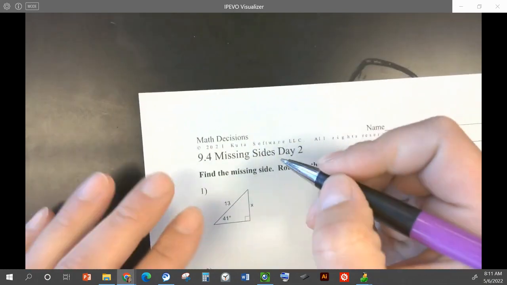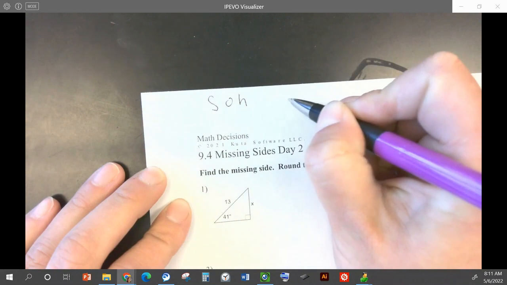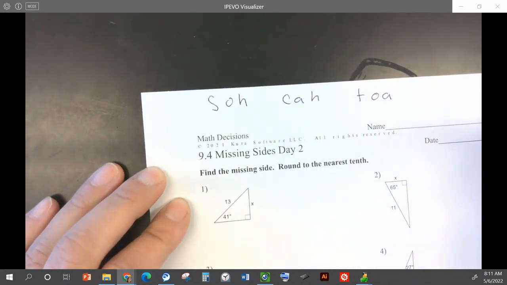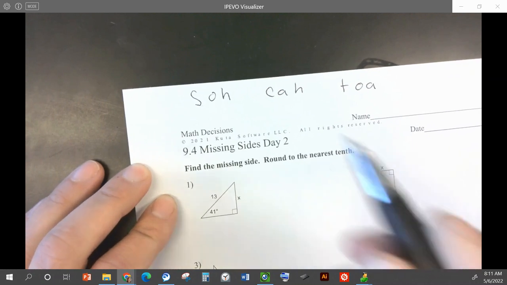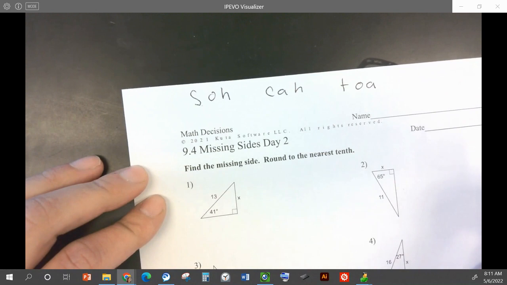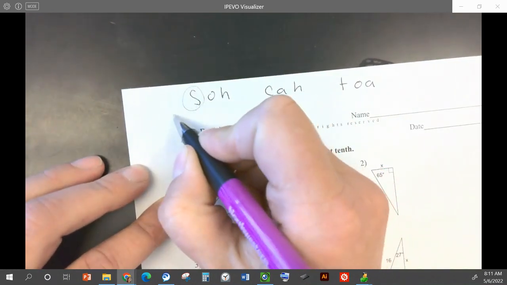Okay, I think that would be helpful for me. So I'm going to write that at the top. So, SOH CAH TOA. And what does this help us remember? Good, which sides to use? Good. So this is for sine.